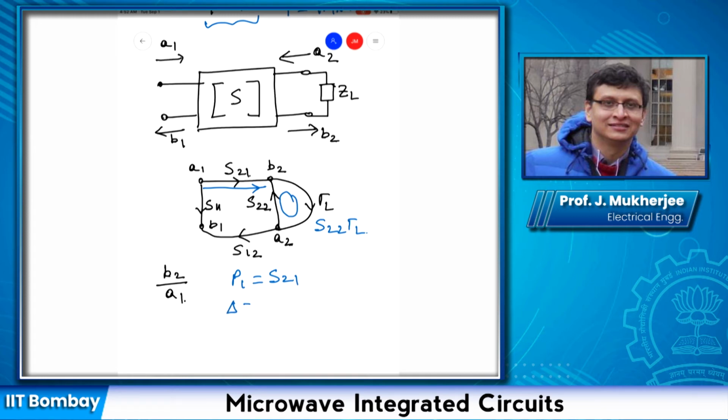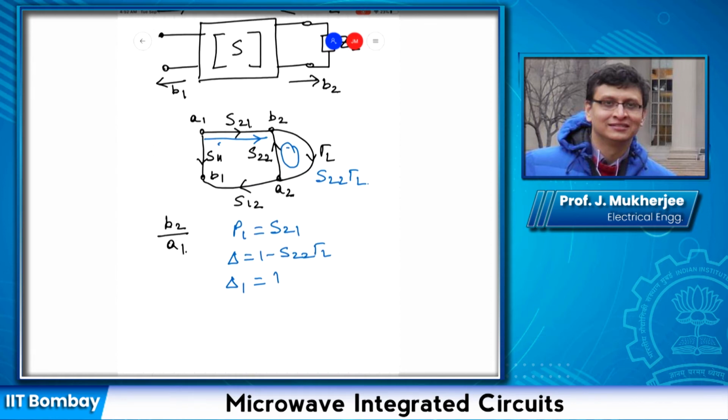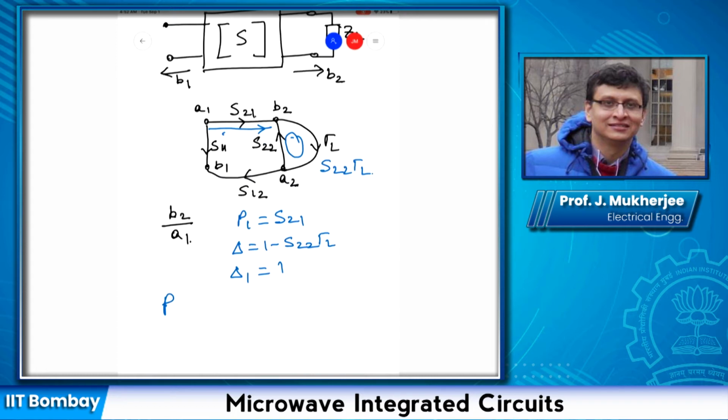So delta is equal to 1 minus S22 gamma L. Delta 1, because this path is touching this loop, will be simply equal to 1. So then B2 upon A1 will be equal to P1 delta 1 upon delta, so that is equal to S21 upon 1 minus S22 gamma L. That's it.